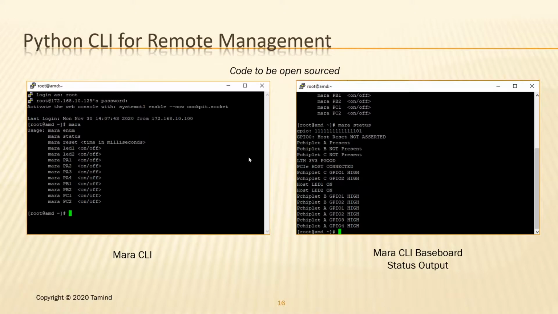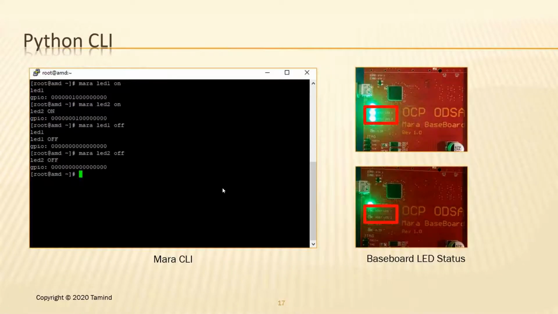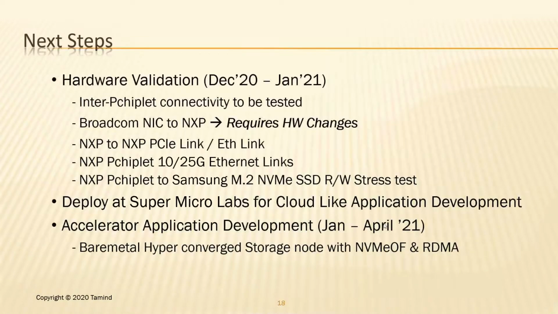So this is the capture of the CLI that you have a look at, and this is about the LED demo that we were looking at right now. Moving forward, there are a few other steps that we need to perform to validate the hardware before we host it at Supermicro. Regarding the hardware validation, we are looking to complete around January 21st.